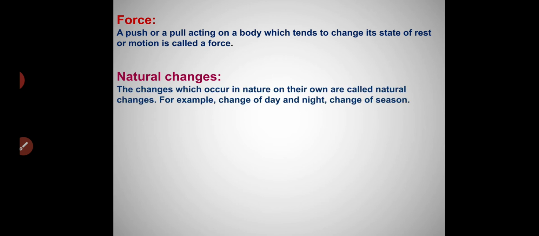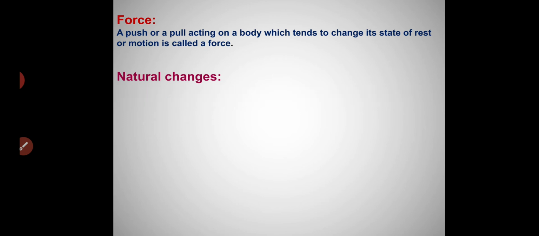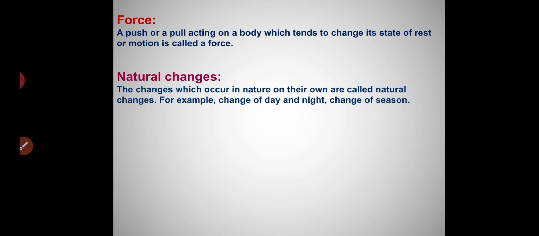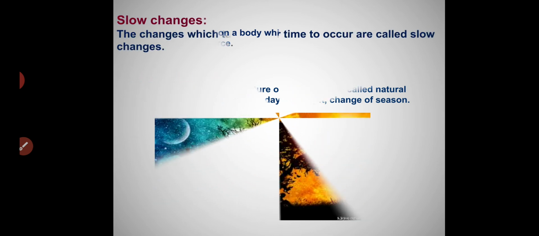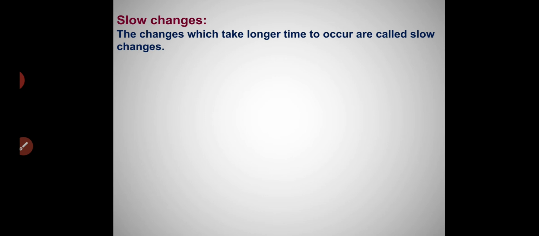Now, natural changes. Changes which occur in nature on their own are called natural changes. For example, the change of day and night. This is a natural change. A person never made it. It is a natural change. Now, in that also, slow changes and fast changes are there.